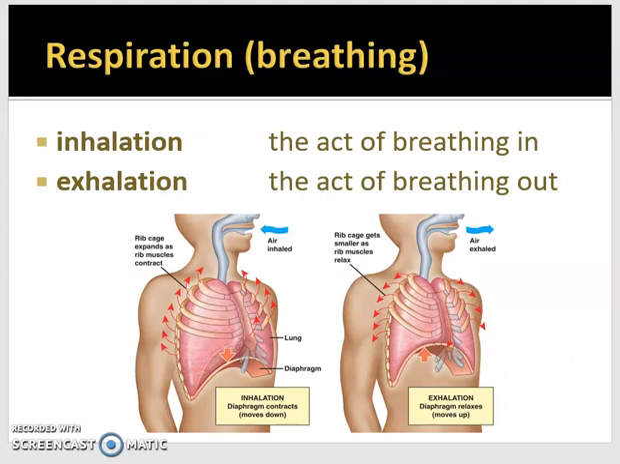So respiration, or the act of breathing, consists of two steps. Inhalation, the act of breathing in. Exhalation, the act of breathing out. You see in the diagram here, you can see the arch of the muscle and the diaphragm. You see how the diaphragm lowers during inhalation, which allows extra volume in the lungs and allows the lungs to fill with air. And in exhalation, you'll see that muscle, as it relaxes, it rises and it pushes up.